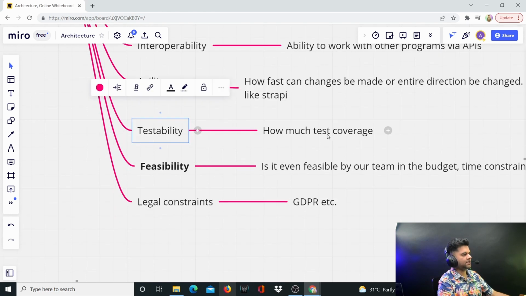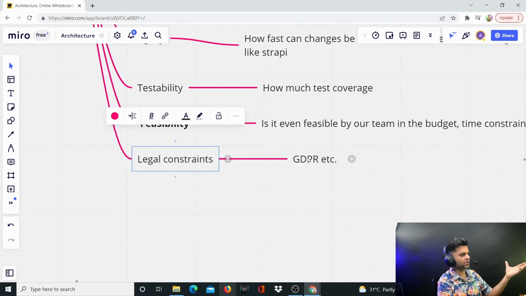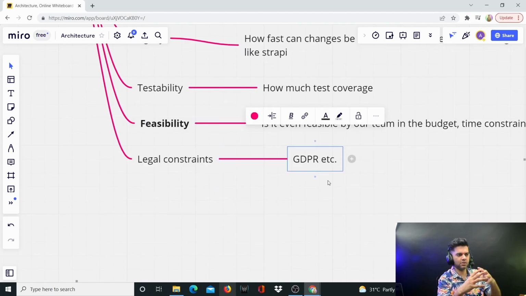Testability, how much test coverage? This is quite easy to understand. Feasibility, now I'll come back to feasibility in a minute. So legal constraints, you know, GDPR and any other legal constraints based on the geographies that you're launching your product in or the type of customers you're dealing with. Like health data, there will be a lot of legal constraints around health data or financial data, right? Or stock market information. But other products like e-commerce, legal constraints are not that stringent.